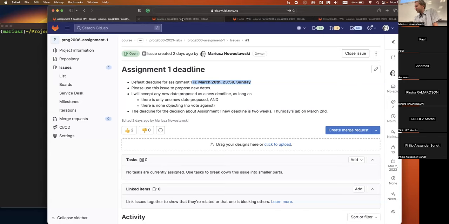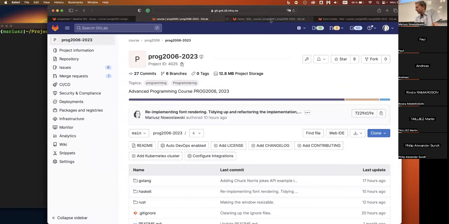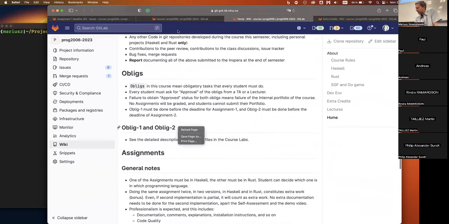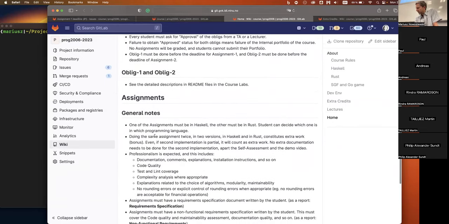All right. So what else have I prepared here logistically? Assignments. Okay. So I made a change in the assignments because I thought let's be flexible with the programming language. So there will be two assignments, and you can do one in Haskell and one in Rust, and you choose which one is which.